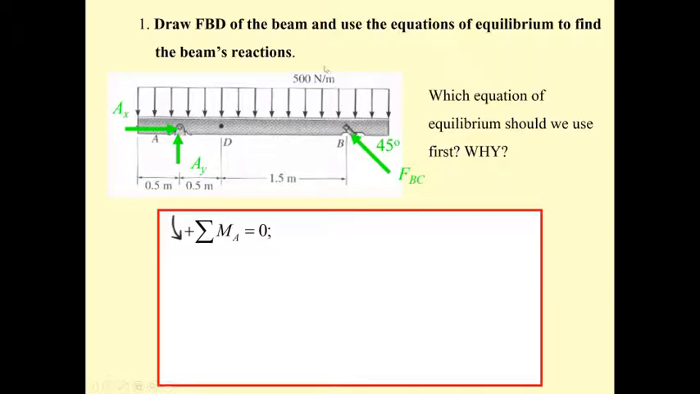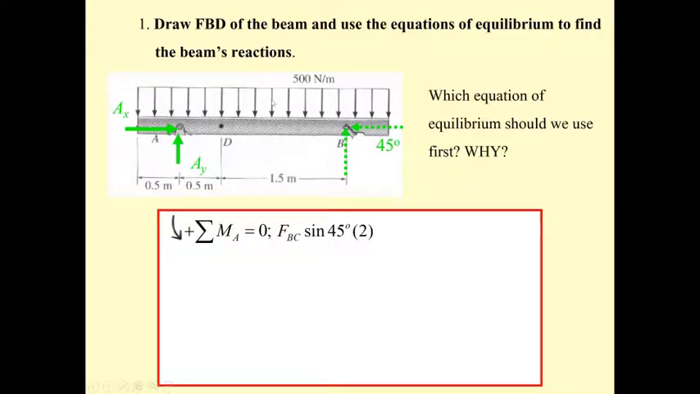Counterclockwise about point A, we have F sub BC sine 45 degrees times the moment arm. The moment arm is what? It is 2 meters. So the first part is F sub BC sine 45 degrees times the moment arm of 2, and it is positive because it's counterclockwise. And then the uniformly distributed load here is going to rotate clockwise.